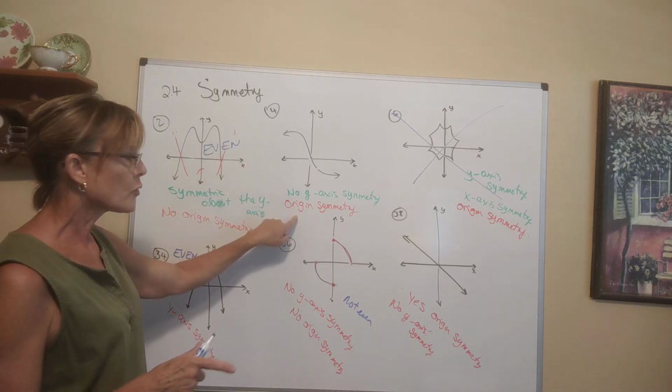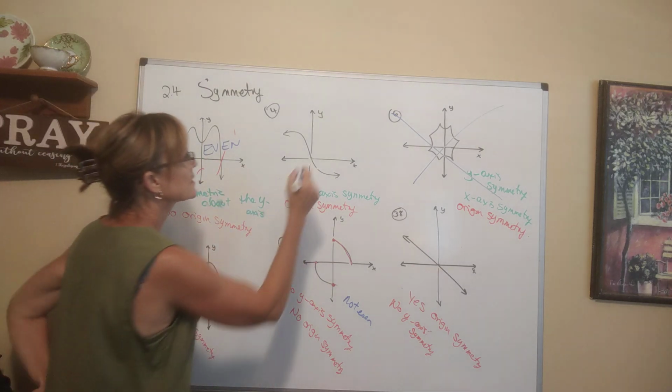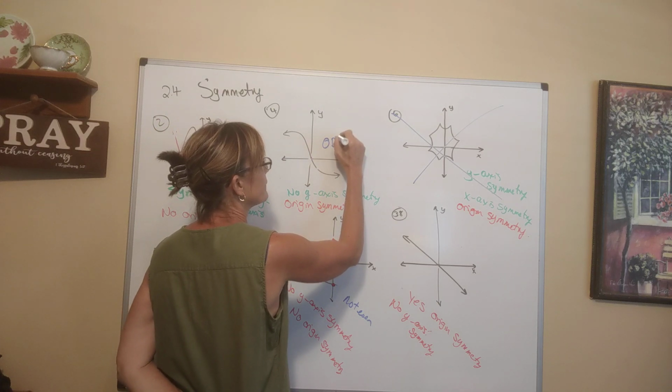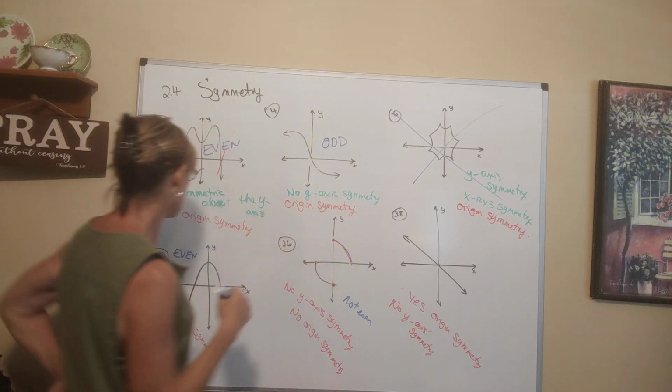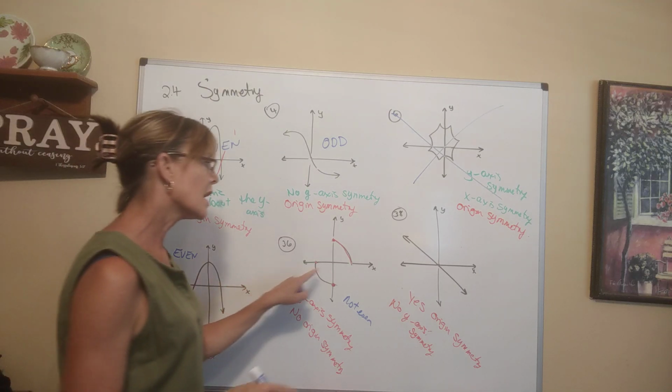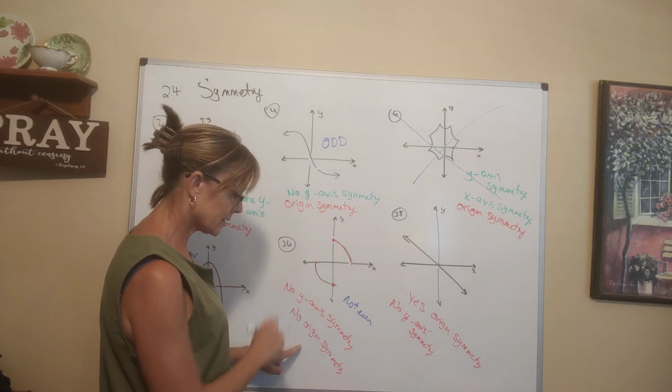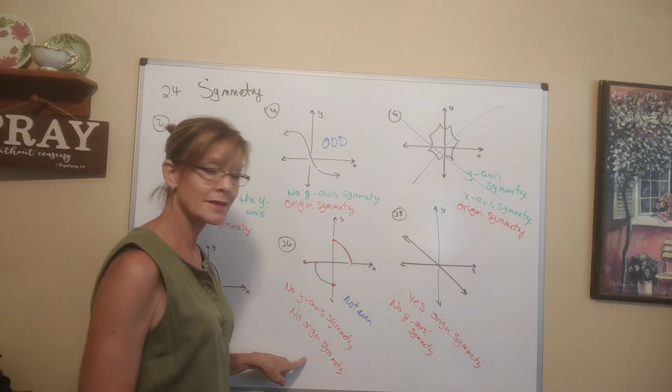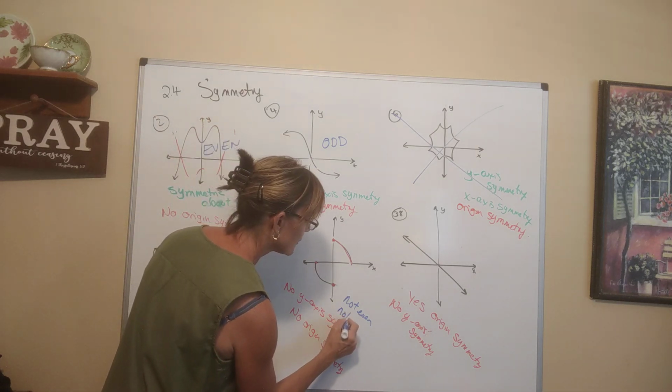Now, did this one have origin symmetry? Yes, it did. So it gets the label odd function. This one's not a function, so don't even talk about it. This was even, so we know it's not odd. This was not even, and it's not odd either because it did not pass the test for origin symmetry. So this is not odd.